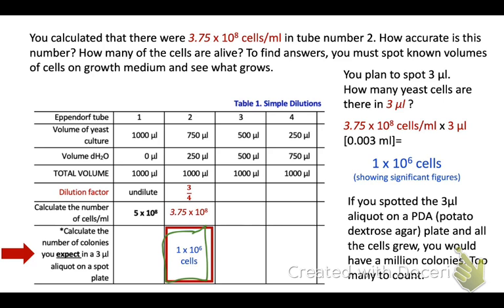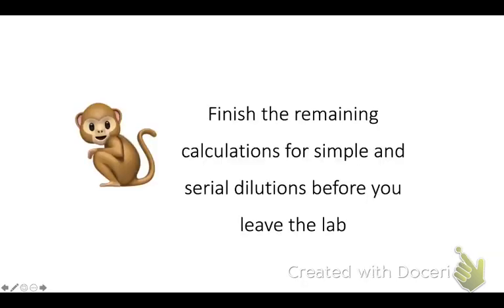Now that's a million cells. You're going to see a big blob of growth where you have spotted that 3 microliter aliquot after 24 to 48 hours, because there are so many cells you will not be able to count them. But that's why we do dilutions, because ultimately you'll have a dilution that's high enough that you will have countable numbers of cells. Now we'd like you to try to finish the remaining calculations for the simple and serial dilutions in the handout that's posted on BB Learn. If you can do it before you come to lab, then that would be a good thing, but at least before you leave the lab this week.